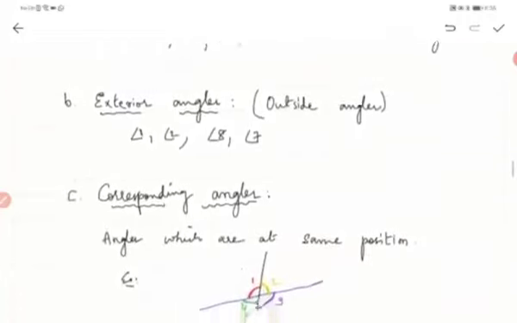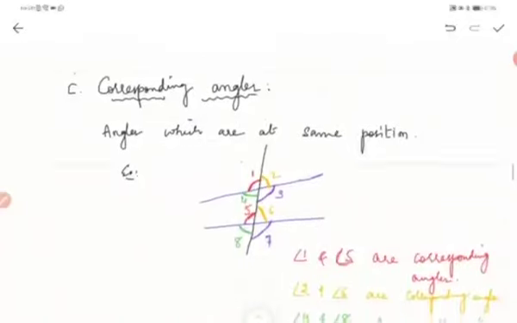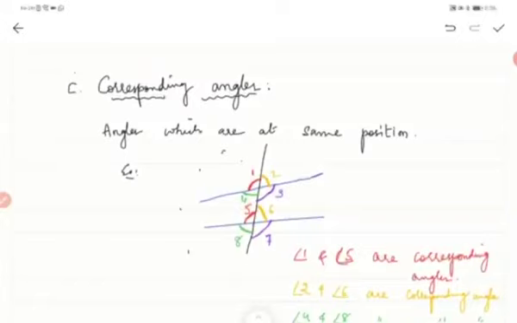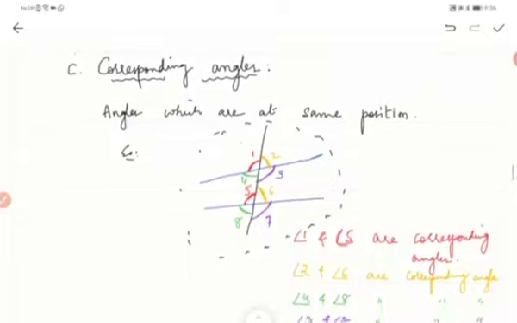The next type of angles formed are corresponding angles. What do you mean by corresponding angles? Whenever a transversal is intersecting two lines, the angles which are at the same position, जो same position पे हैं, those angles we call corresponding angles.